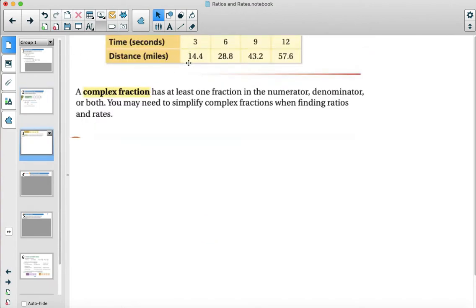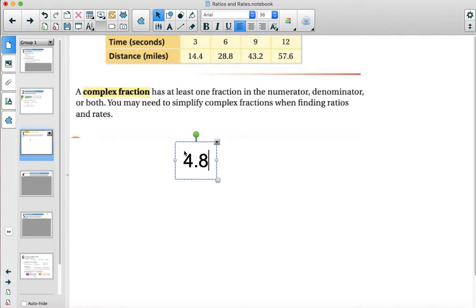In this one, it's a little bit harder. The distance is 14.4 miles in 3 seconds. You would divide 14.4 by 3, and by my calculations, you get 4.8, and that would be miles per second.